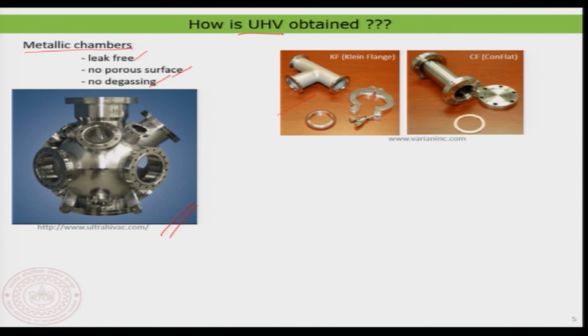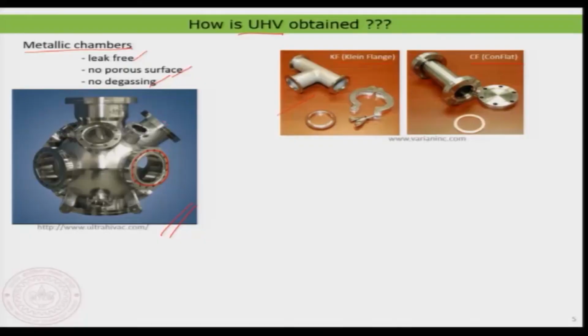What you see here is something called a flange, and the flange can be sealed using a KF type of flange, which is a Klein flange, or a CF type of flange, that is a Conflat type of flange. So, these are the different types of flange that you can use to close the chamber.